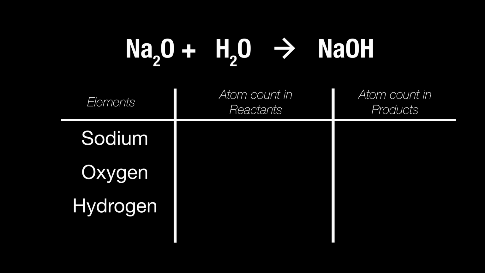Let's start with the reactants, which are always on the left-hand side of the equation. Here's the 2 sodiums, the 2 hydrogens, and then we have to count the oxygens here, and we're going to have a total of 2 oxygens. On the product side, we have 1 sodium, 1 hydrogen, and 1 oxygen.